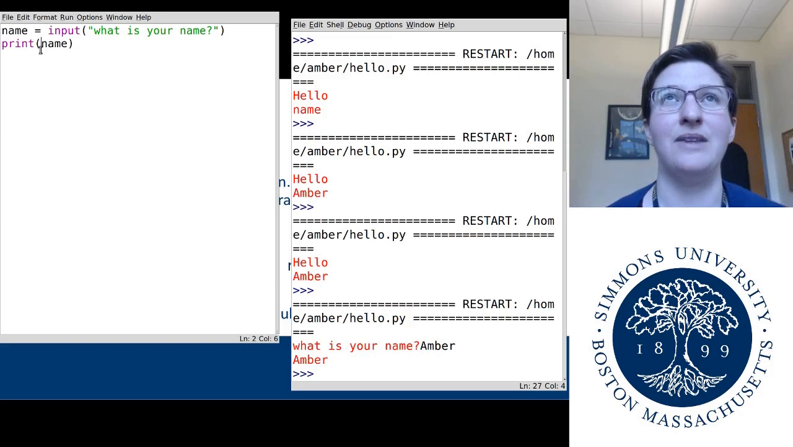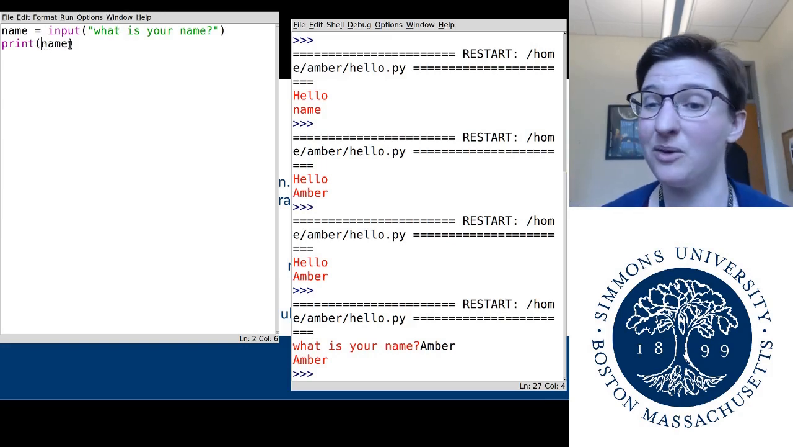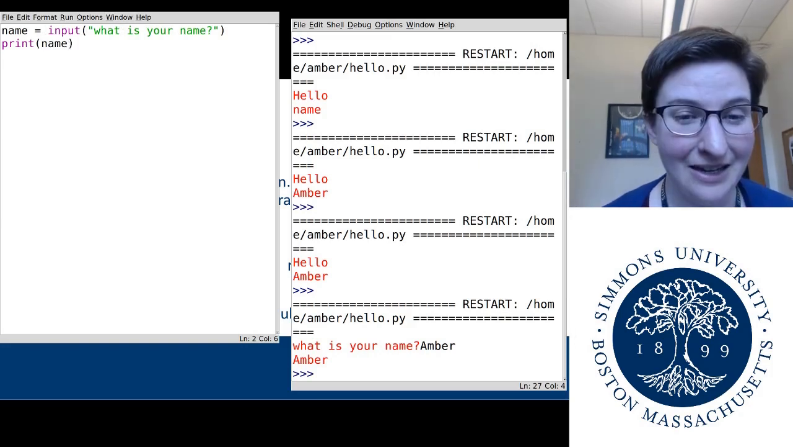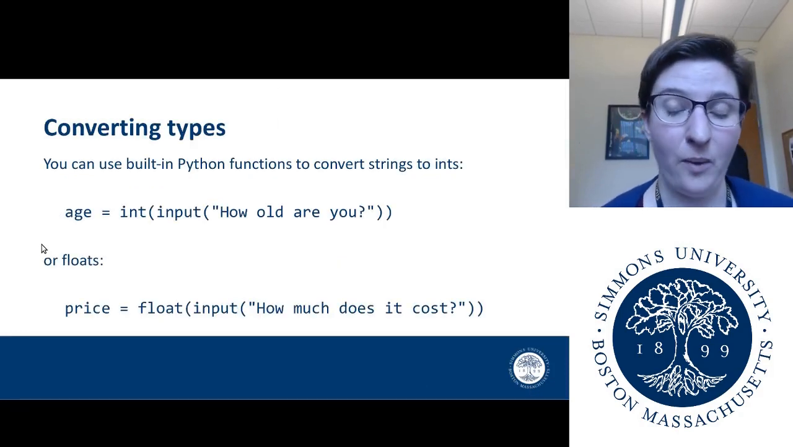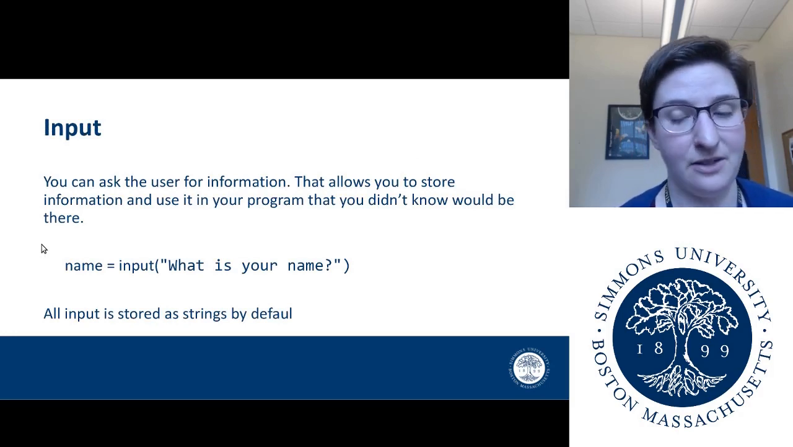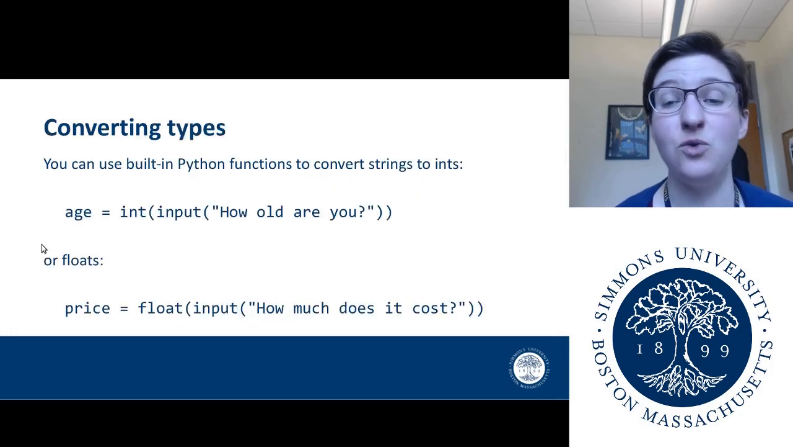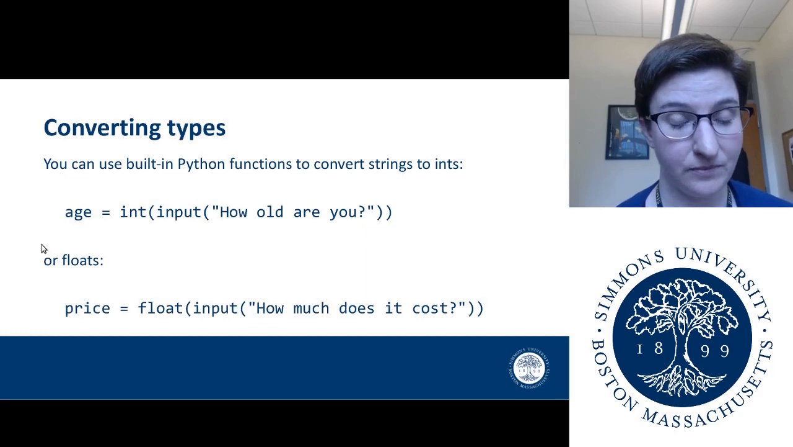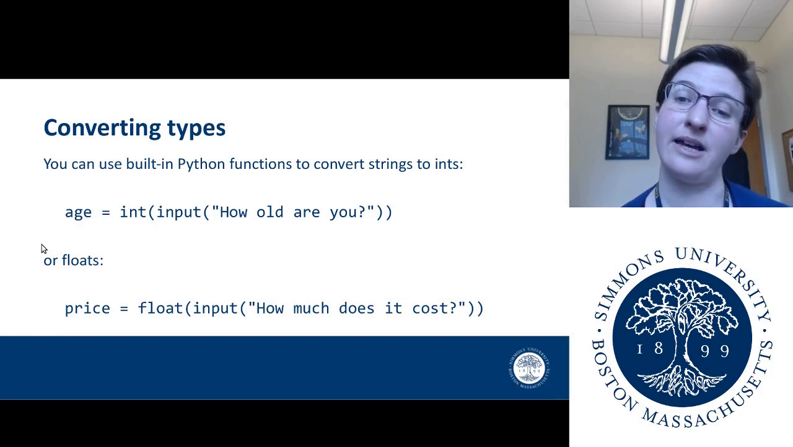The program is still predetermined. It's still going to ask for a name and it's going to print that name, but we don't know what the name is. So that makes it a little bit more interesting. One thing to be really aware of is that, as it says on the previous slide, all input is stored as strings by default. And that's important to remember because if you do want to do math with something that someone tells you, you have to convert something from a string into the type that you want it to be.